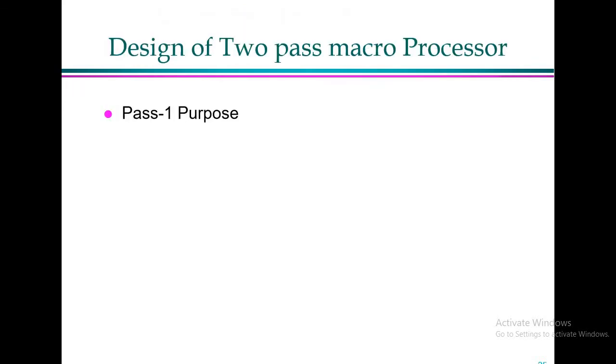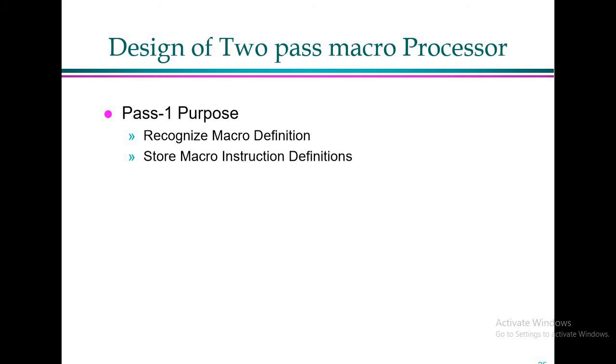Now see what is the design of a 2-pass macro processor. For designing a 2-pass macro processor, 2 passes are there. So see what is the purpose of the first pass. Purpose of the first pass. First is what? It recognizes the macro definition. After recognizing the macro definition, it stores the macro instruction definition. Now see what is the purpose of pass 2.